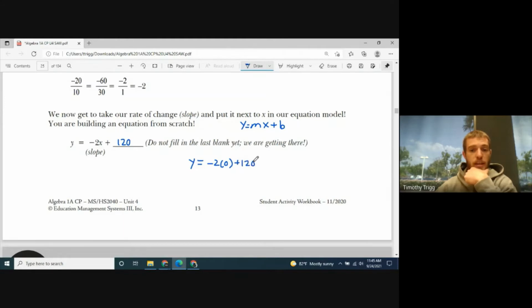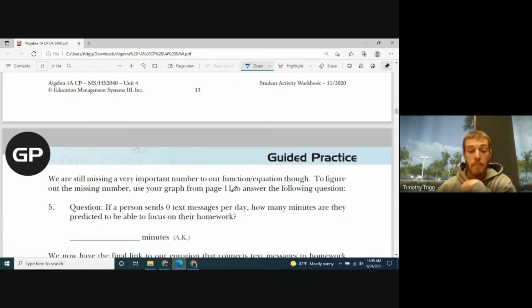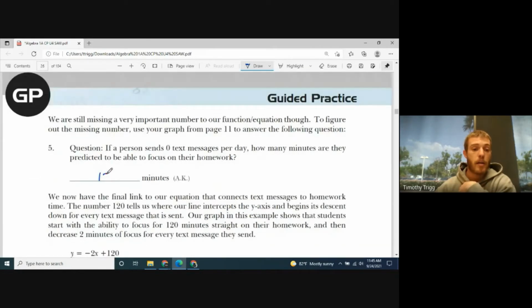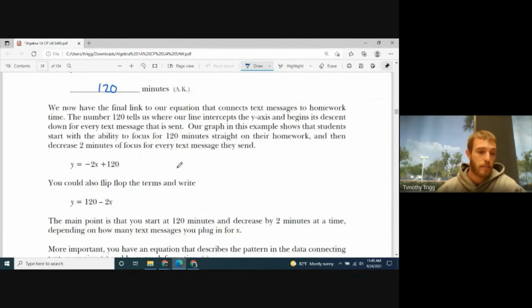So someone who sends 0 text messages, the x value is 0. So this will be y equals, what's -2 times 0? Well, that's 0 plus 120. Okay, well, that equals 120. So if someone sends 0 text messages, they can concentrate for 120 minutes, at least according to this equation.